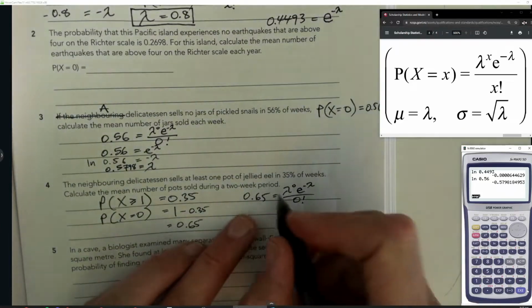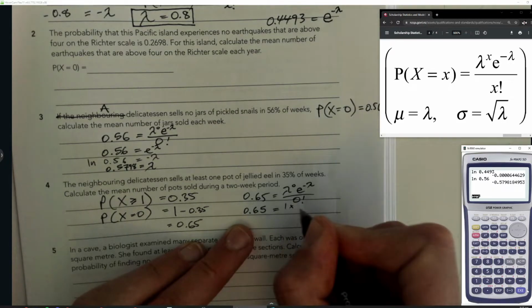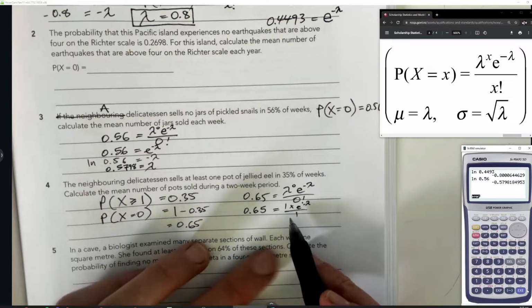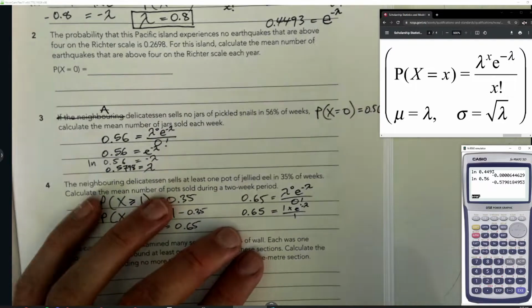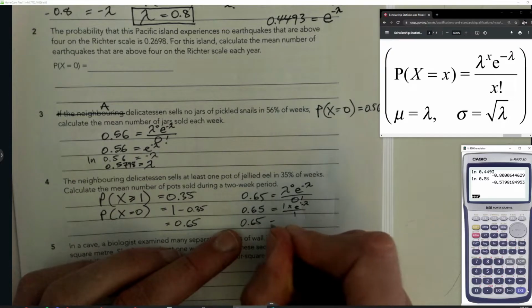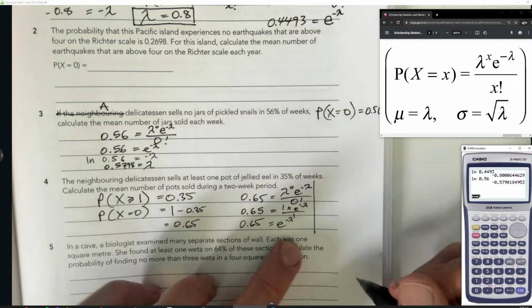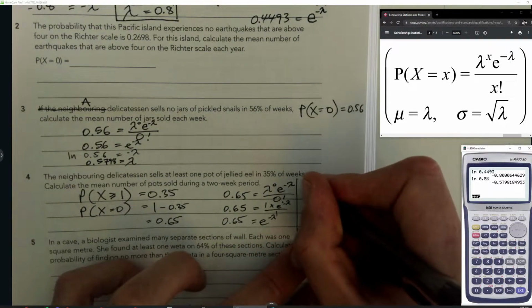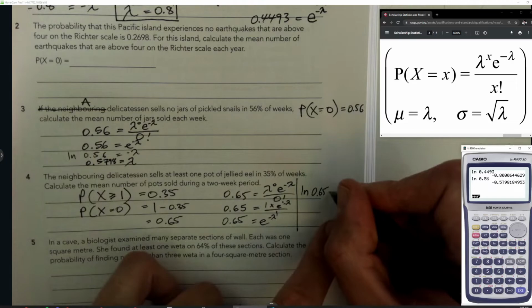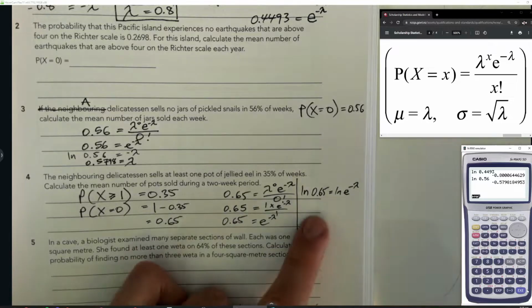Let's go through the same process. Maybe I'll do a little bit more working out this time. Equals 1 times e to the negative lambda over 1. That's all we're doing, but you can totally skip that step. Right, so therefore 0.65 equals e to the negative lambda. So then we do the opposite of e. ln of 0.65 is equal to ln of e to the negative lambda. But ln cancels out this e to the power.